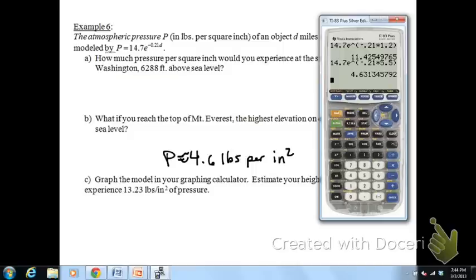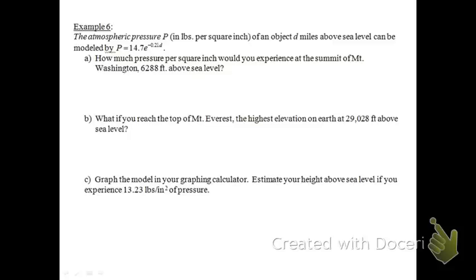For part C, it says graph the model using your graphing calculator, and let's see if we can estimate our height if we were to experience 13.23 pounds per square inch of pressure. So here what they're doing, guys, is something a little different. They're telling us what the pressure is. They want the pressure to be 13.23, and we have to figure out what is that distance in miles above sea level. Now, this is kind of a cool problem because it will lead into the next section.